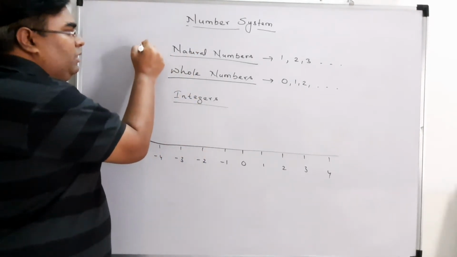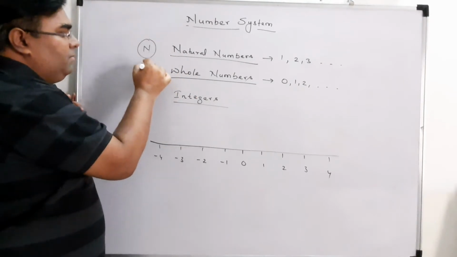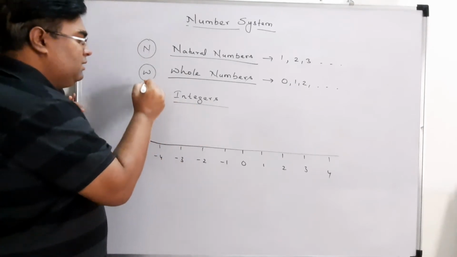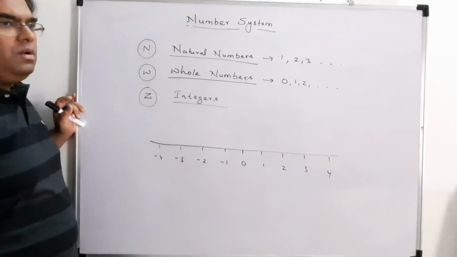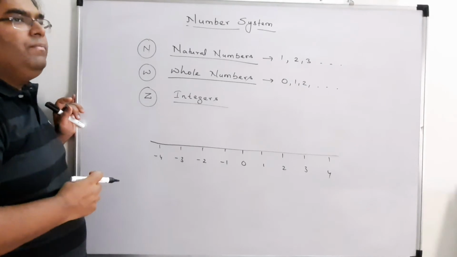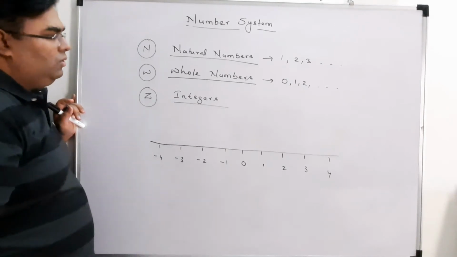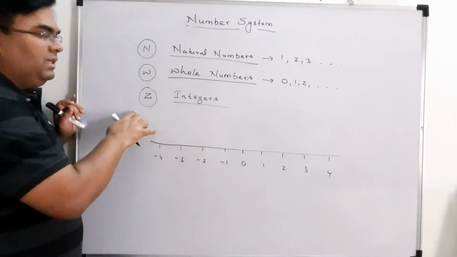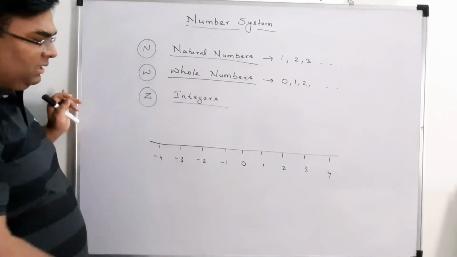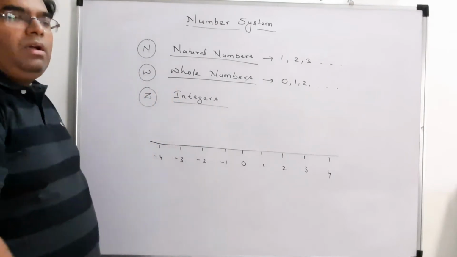Okay, now let us take a look at symbols also. Natural number is denoted by N, whole number by W, integer by Z. Because in some other language, Zahlen is the word where Z is from, and Zahlen means to count. So integers are represented by Z. And on the number line we represent all the numbers like this.